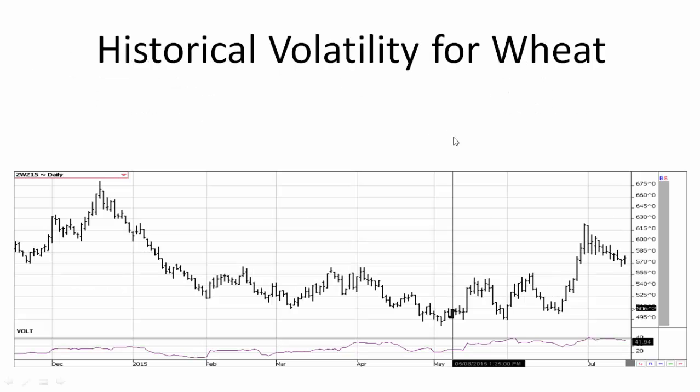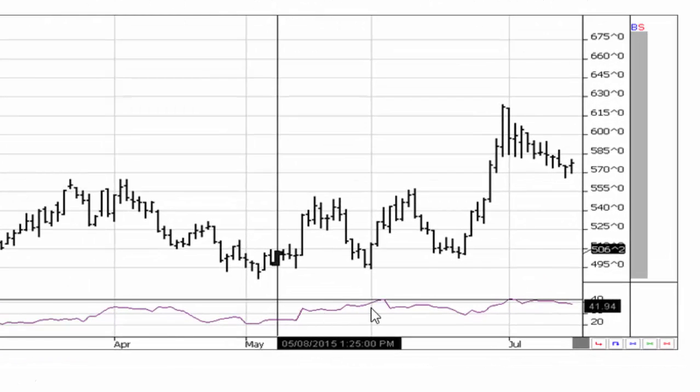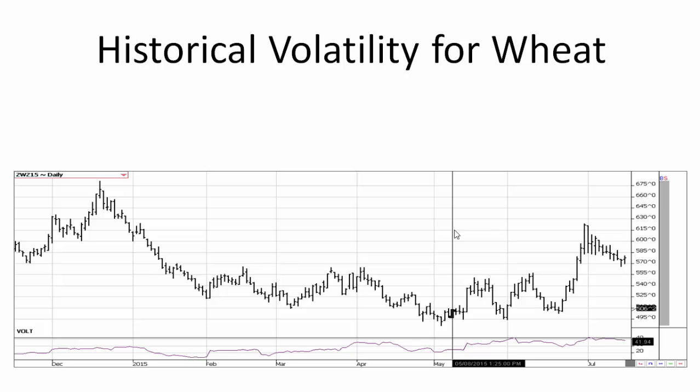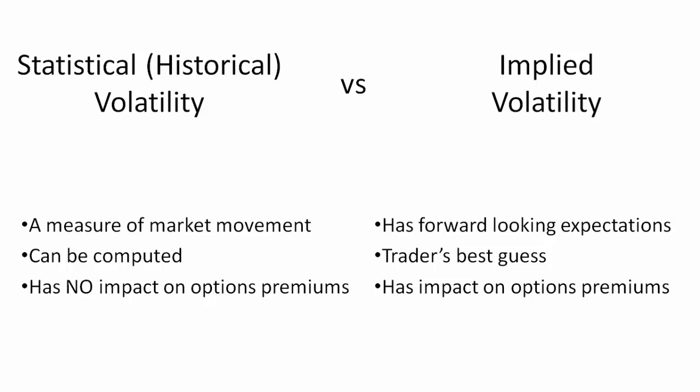Here is shown a screenshot from my trading platform, and you can see that historical volatility is computed using the close-to-close approach. Also, historical volatility computed over a specific time period will likely be different if computed over a longer or shorter period. Then there is implied volatility.